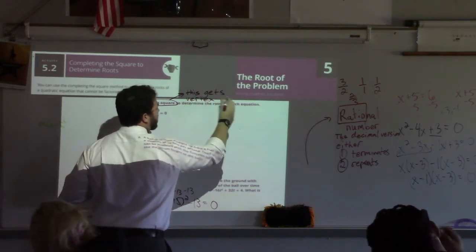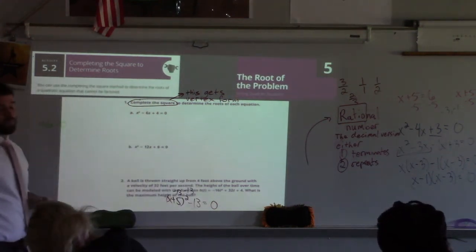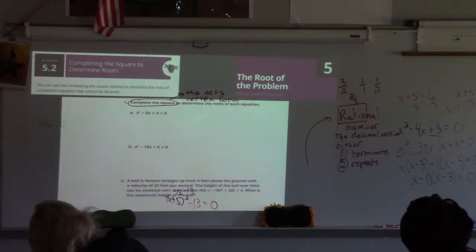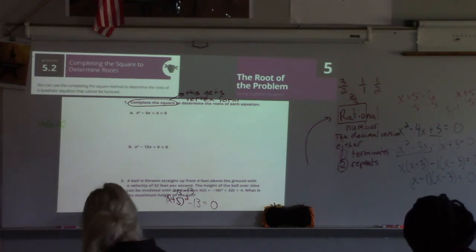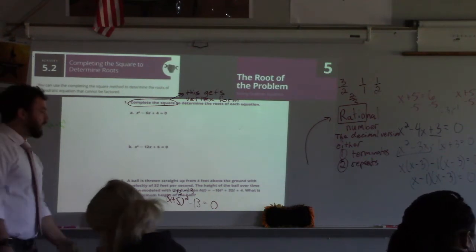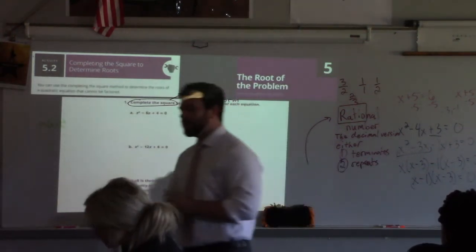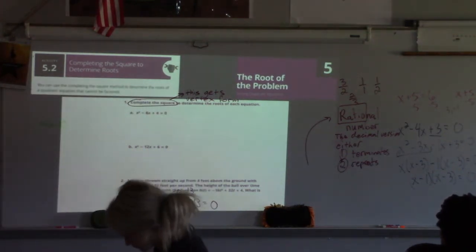So to make our lives easier, what are we going to do? We're not going to complete the square, we're going to what? Graph it to get our vertex. Graph those equations, get your vertex form, and then we'll go from there. So work with your group, graph those equations, get that vertex form, and we'll go from there.